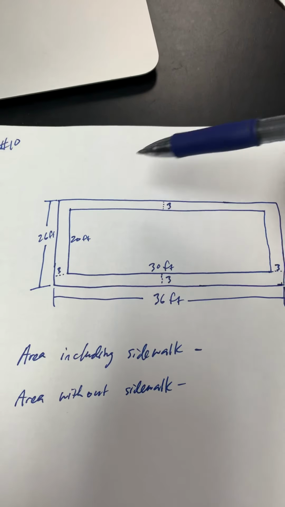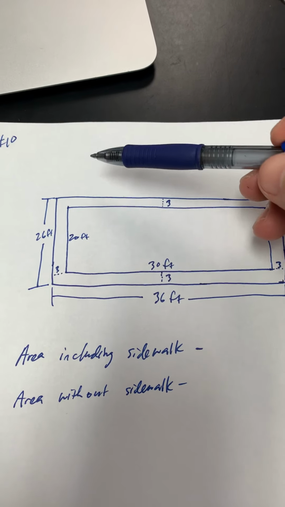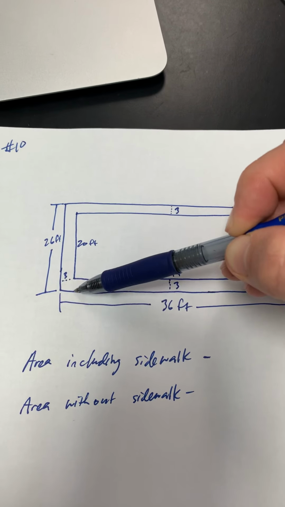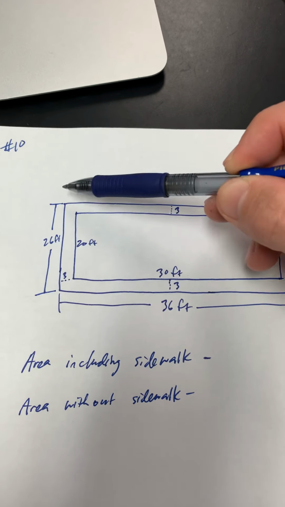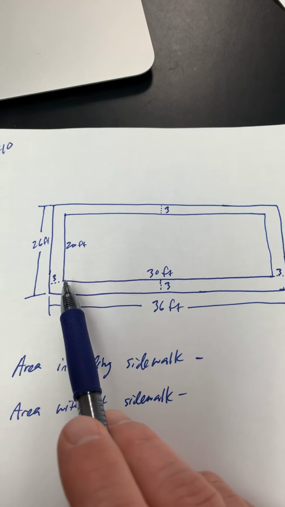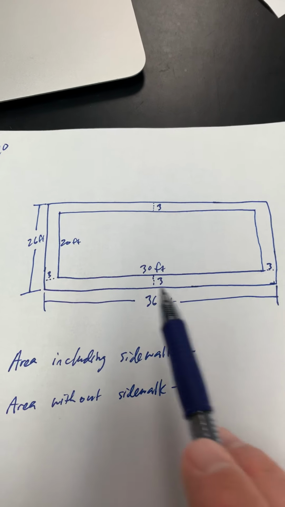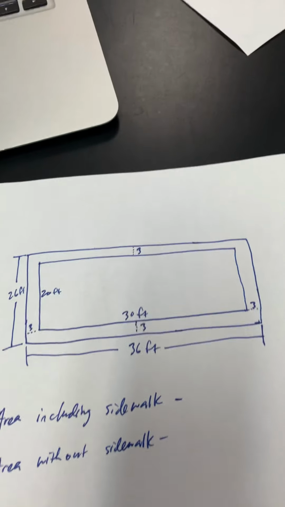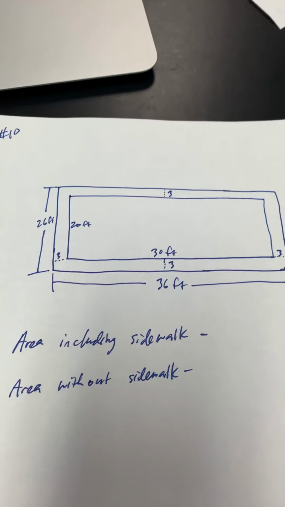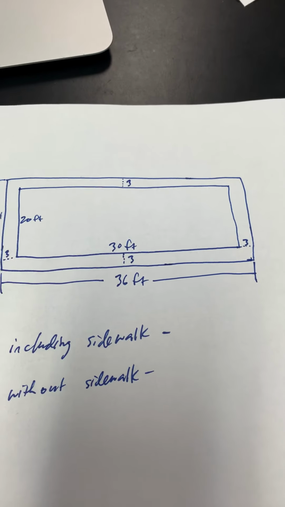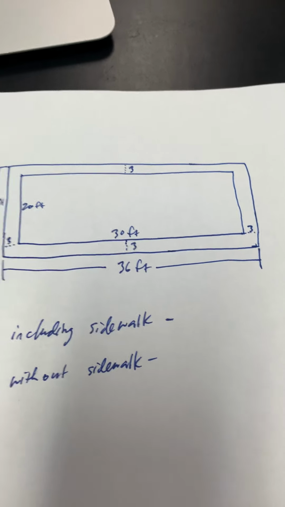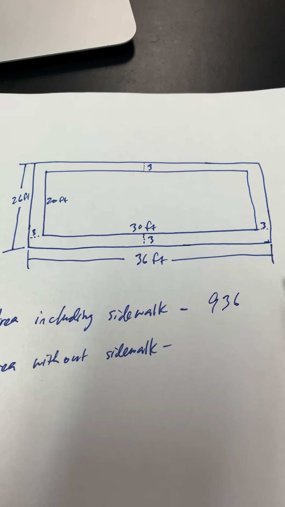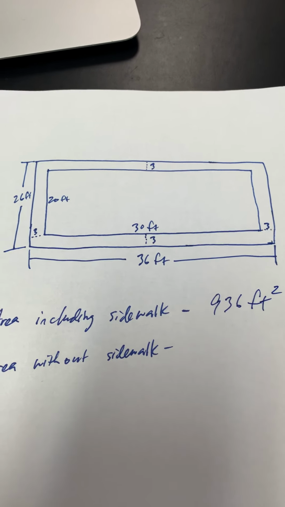Okay, so the dimensions of this thing, including the sidewalk: if this is 20 here, you add 3 feet here and 3 feet here. Now that new length is 26. On the width, you add 3 feet here and 3 feet here. So now your new width is 36, including the sidewalk. Okay, so get the old calculator out here. So we're going to take 26 times 36. And that gives us 936 feet squared.